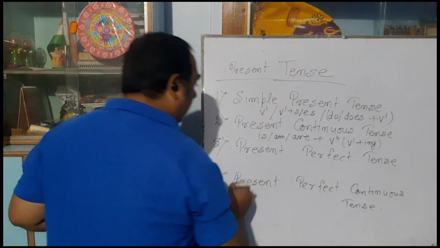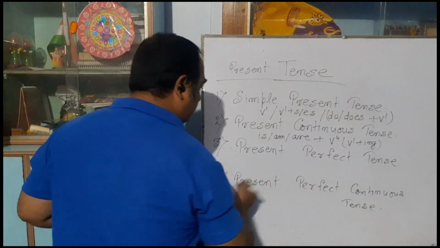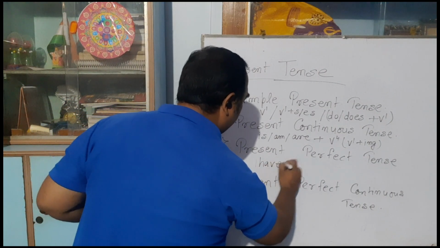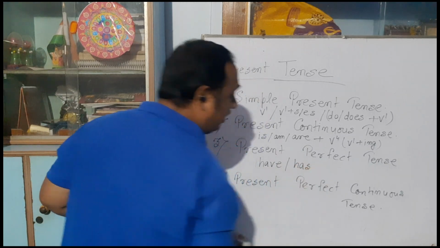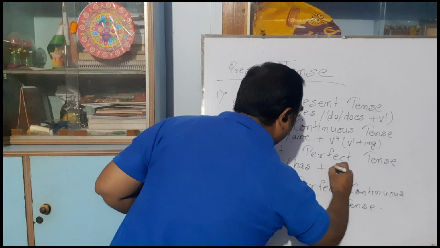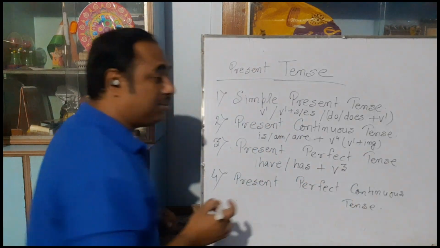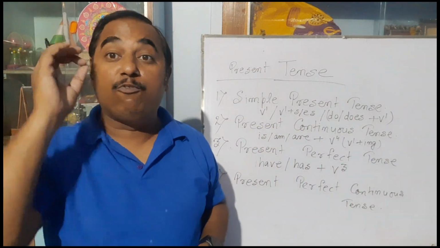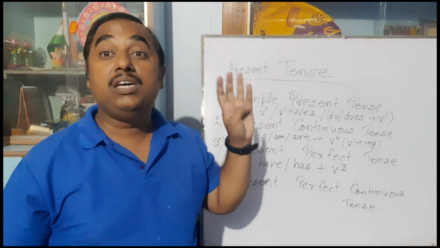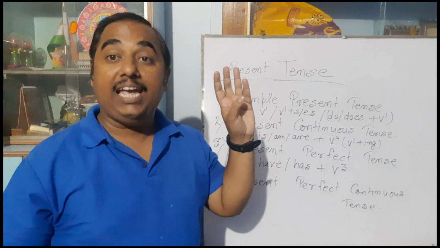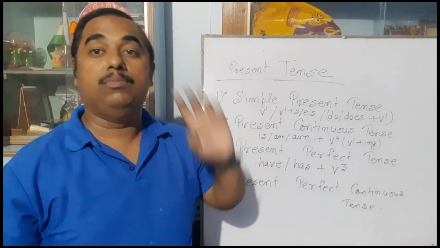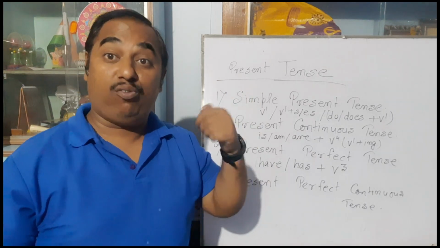Now, the third one is present perfect tense. In present perfect tense, if you see have or has in the sentence, and after have or has you see V3, the third form of the verb, like go, went, gone; write, wrote, written; eat, ate, eaten; swim, swam, swum; drink, drank, drunk.